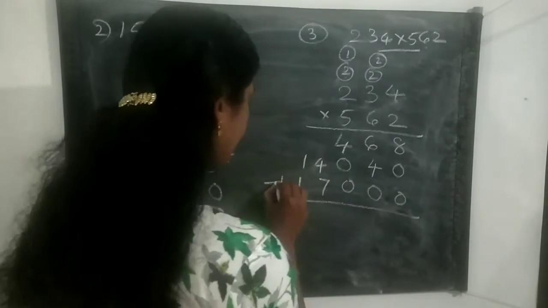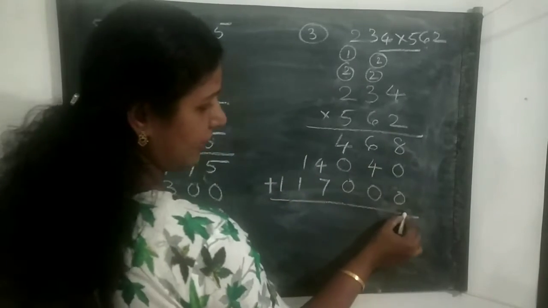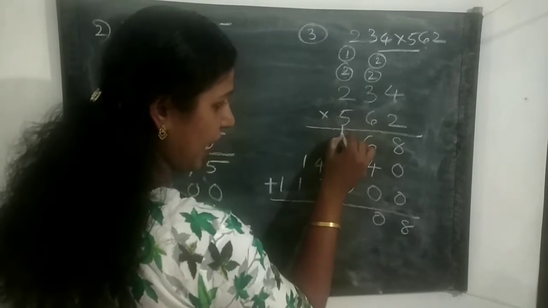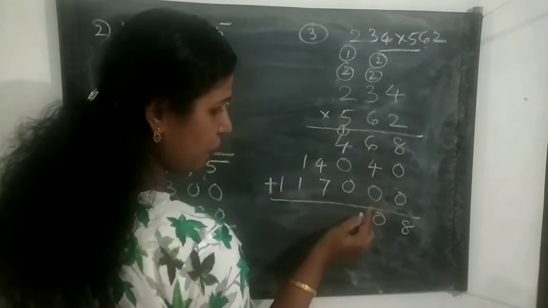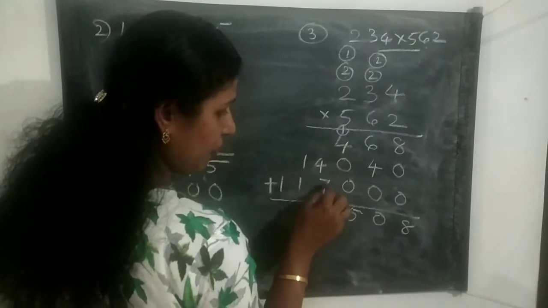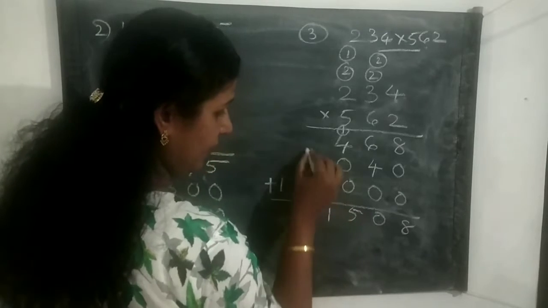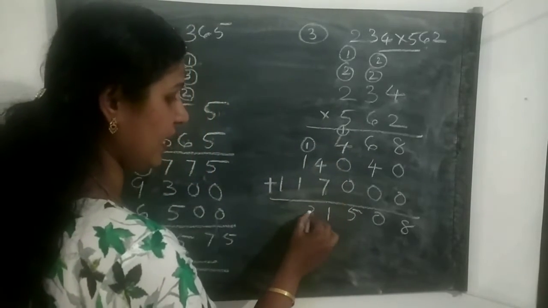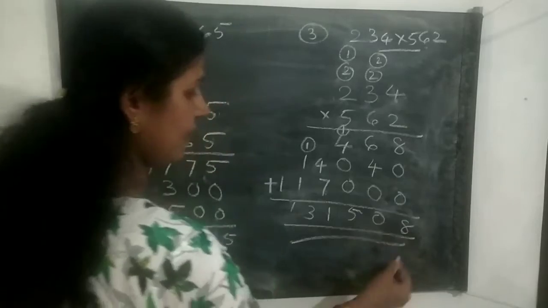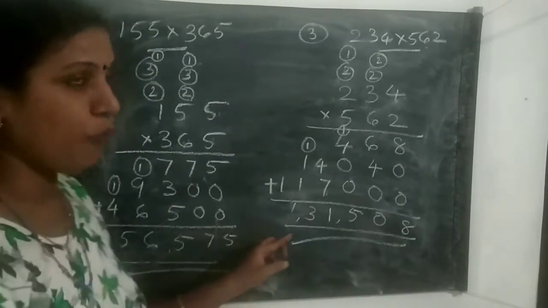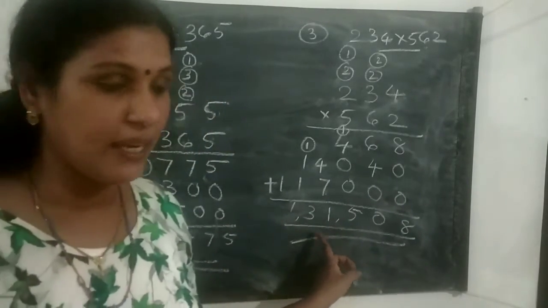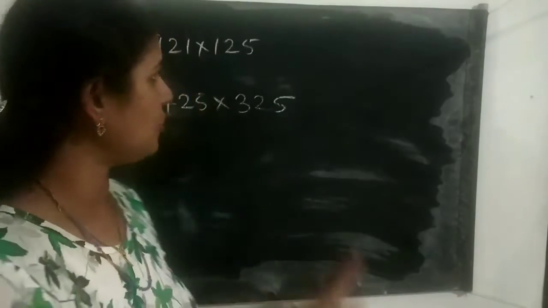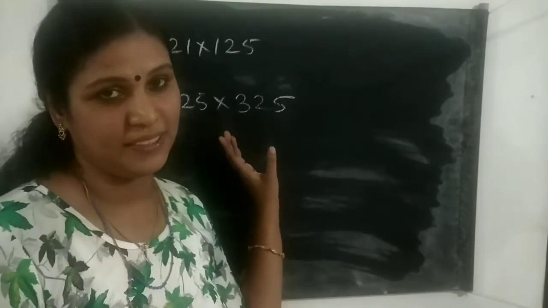The next step is addition. Here 8, 6 plus 4 is 10. Write 0 and put the carry over as 1. 1 plus 4, 5. 4 plus 7, 11. Carry over as 1. 1 plus 1, 2. 2 plus 1, 3. And here, how to read this? 1,31,508. Okay, understood. So children, you have to multiply these questions as homework.